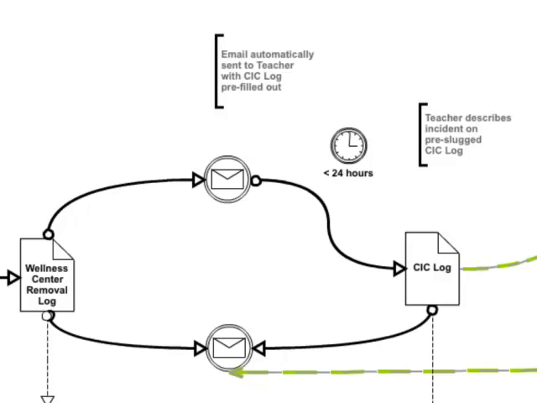So the follow-up that needs to occur, where the teacher needs to write up exactly what happened in the incident, is something that the teacher is asked to do after the fact. And they're going to be asked to do it in a Google form. By pre-slugged, what I mean is that the value for the student name and certain other fields are going to be automatically filled in the link. So it'll make it easier for the teacher to fill that out.